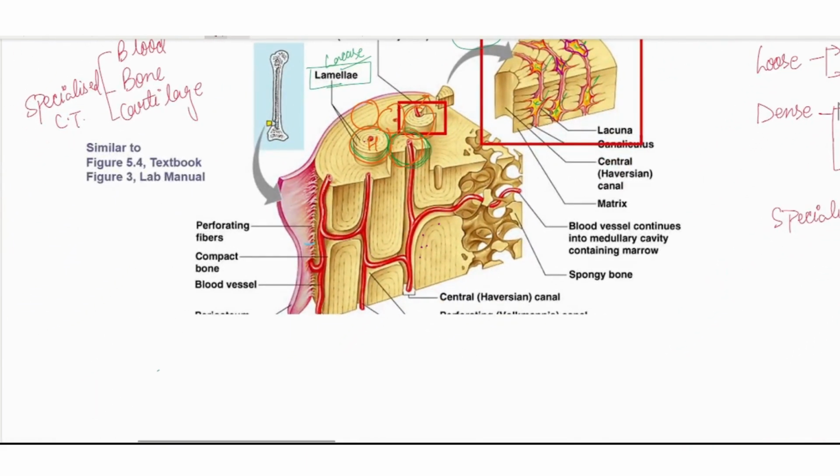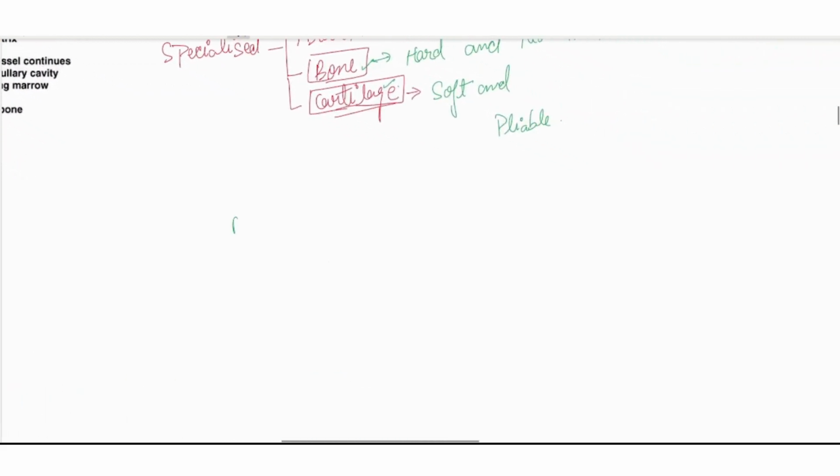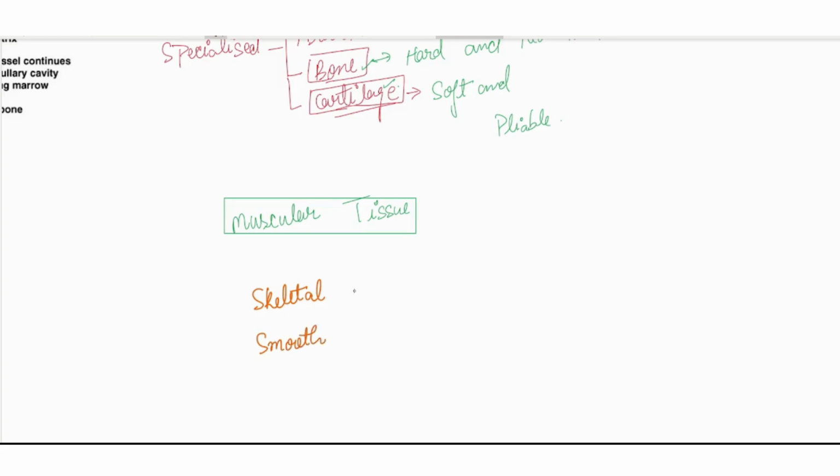Okay, now let's move to the next one, that is the muscular tissues. So here in the muscular tissues we have to focus on three types of muscular tissue, that would be the cardiac and the skeletal tissues, cardiac tissues, and the smooth muscles. Okay, smooth, skeletal, and the cardiac. So we have to focus on these three.